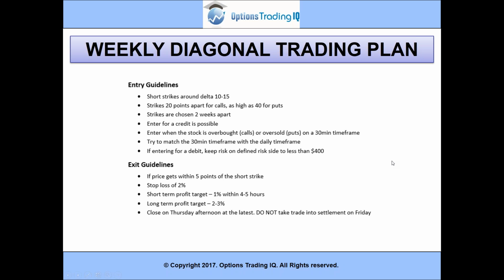Okay, short strikes, again, pretty similar to what we've looked at, delta around 10 to 15. So that's the option that we're selling, whether it's a call or a put, around that delta 10 to 15 mark. These are for the Russell, so strikes 20 points apart for calls and as high as 40 points for the puts. Okay, again, volatility skew on the put side means we have to put them a little bit further apart. Strikes are always chosen 2 weeks apart.